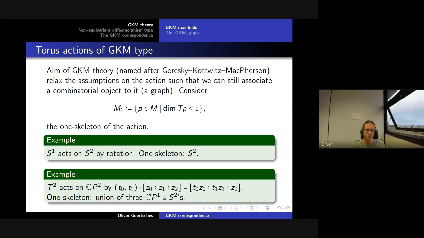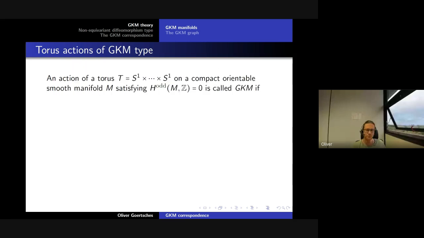So this is now the definition of a GKM action. I look at, again, tori acting on compact, orientable, smooth manifolds. I have this overall topological assumption here that the odd cohomology of the manifold vanishes. Usually, no, it's not true.